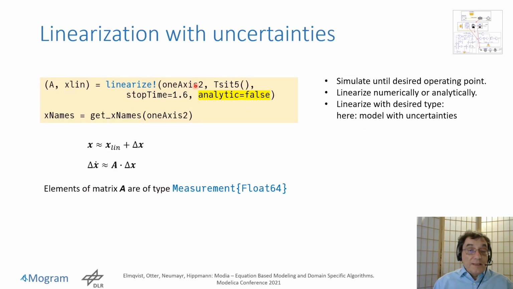You can also simulate until a certain stop time and then analytically or numerically linearize and get the linearized system back and the linearization point. And if a floating point type of measurement is used, uncertain values, then the linear matrix has also uncertain values.